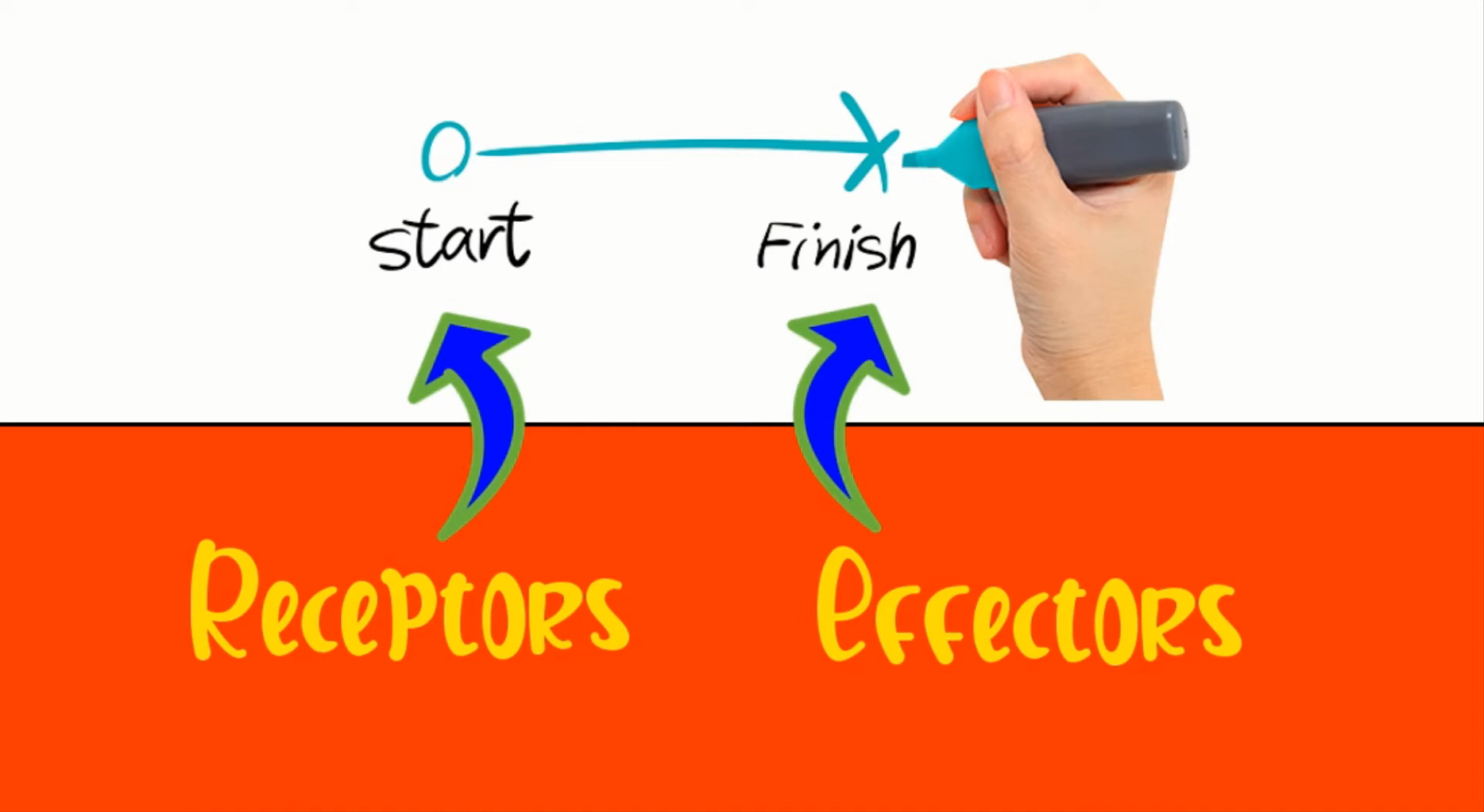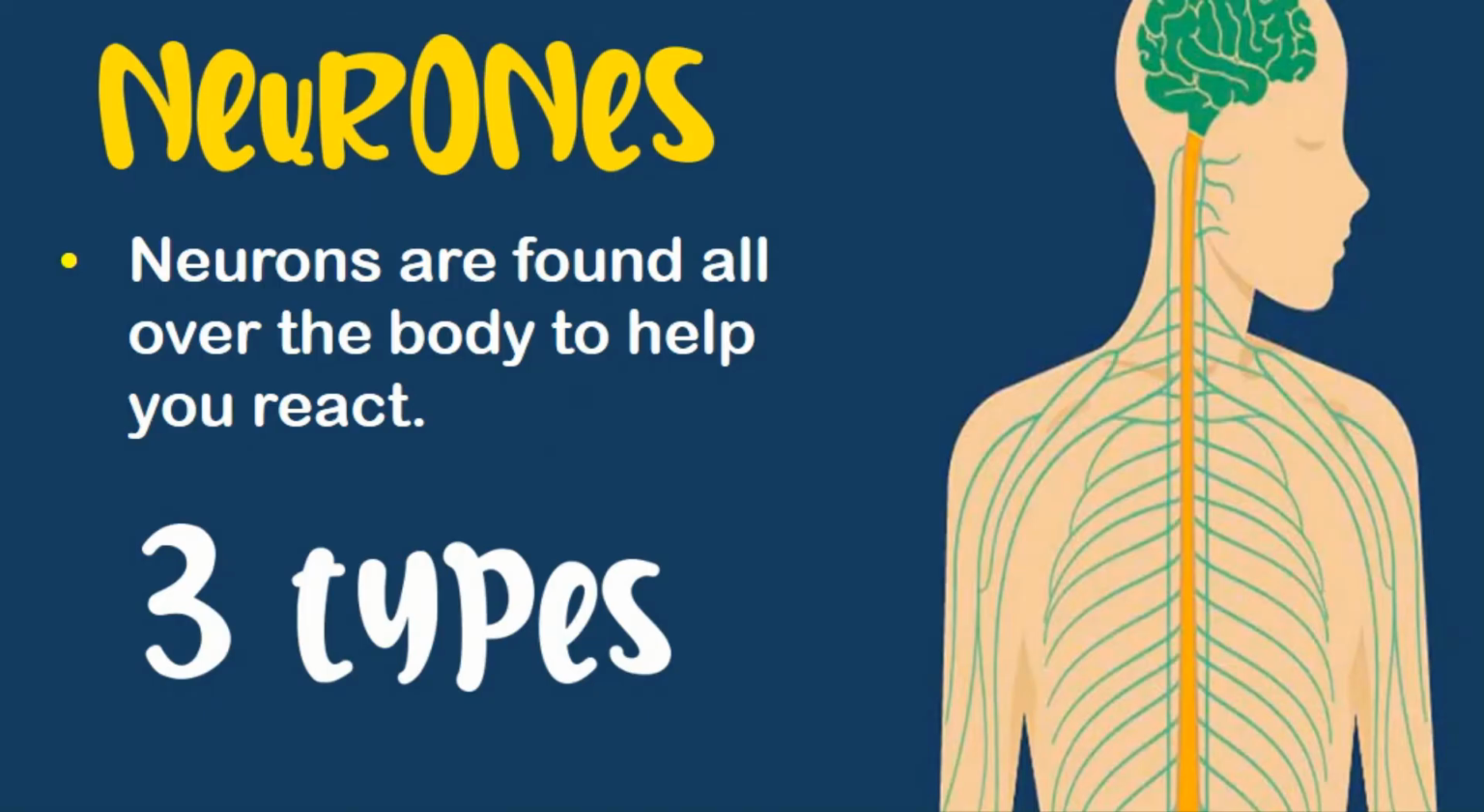But how does the message get from your eye to your bicep? So what's going on in that middle bit? And that's where something called neurons come in. So neurons, they're cells, they're found all over your body, and they basically pass the message around, and we call that message an electrical impulse. So you can think of it as a message, but write down in an exam, electrical impulse.